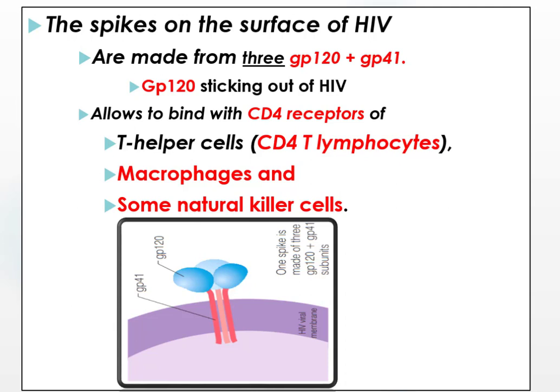To remind you again, the spikes on the surface of HIV are made from three glycoprotein 120 plus glycoprotein 41. Glycoprotein 120 sticks out of HIV and allows HIV to bind with CD4 receptors of T helper cells or CD4 lymphocytes, macrophages, and some natural killer cells.